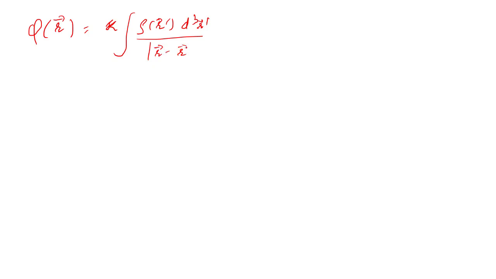In terms of multipole expansion, we were looking at the potential function itself. So we had our potential function phi as a function of r, which was equal to k times the integral of rho of r prime d cube r prime divided by the magnitude of r minus r prime.